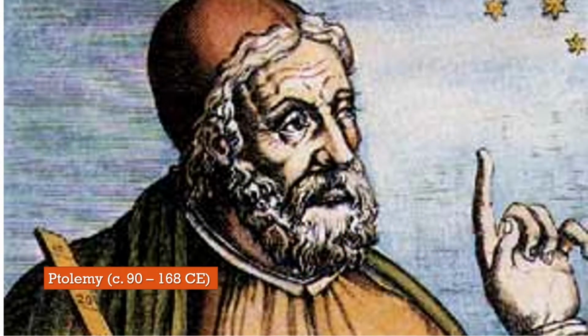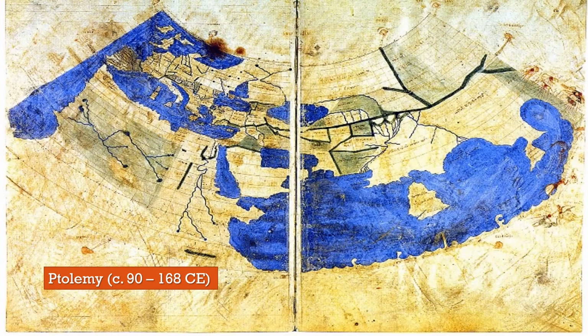Much of what Europe knew about the world came down to them from this fellow. His name was Ptolemy, and he lived during the period of ancient Rome, so during the Roman Empire, and he lived around the first century CE. And Ptolemy wrote one of the most important defining geography books, which was widely read during the Middle Ages. Certainly it was read by people like Christopher Columbus.